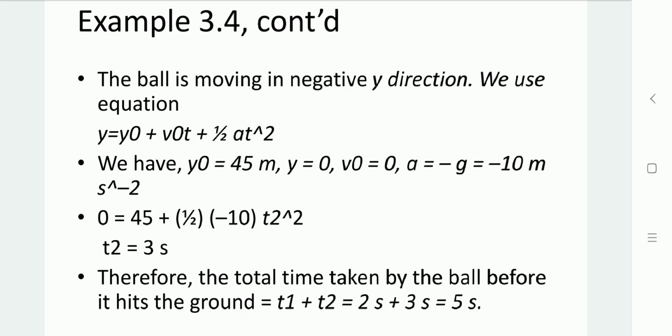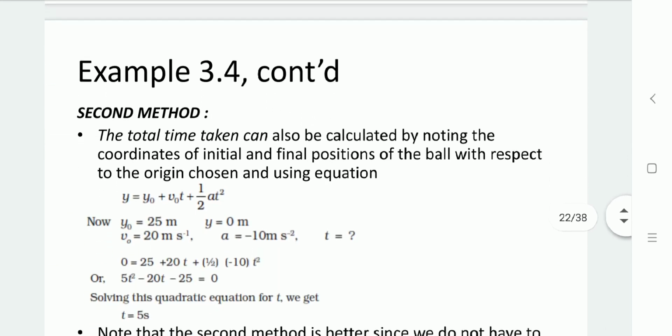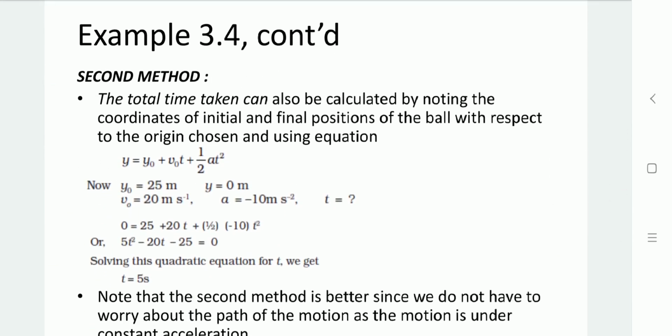Now let us follow another method to calculate the time. The total time taken can also be calculated by noting the coordinates of the initial and final positions of the ball with respect to its origin. So here y equals y0 plus v0t plus 1/2 at square, in which y0 is 25 meters, the height of the point where the ball is thrown upward, as given in the example.